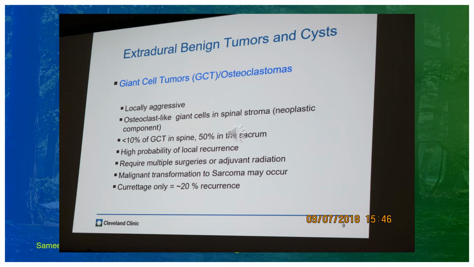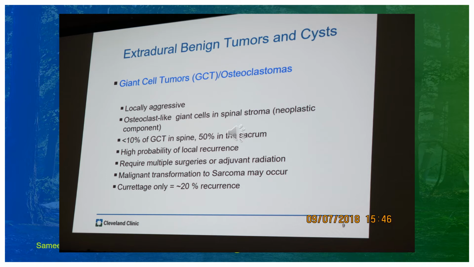Giant cell tumor can involve the vertebral body. Histologically, it is characterized by osteoclast-like giant cells within a spindle cell stroma. The stroma consists of spindle-like cells. They are the neoplastic component of the lesion, the giant cell tumor. The presence of osteoclasts characterizes the lesion as giant cell tumor, but the neoplastic stroma is something different.